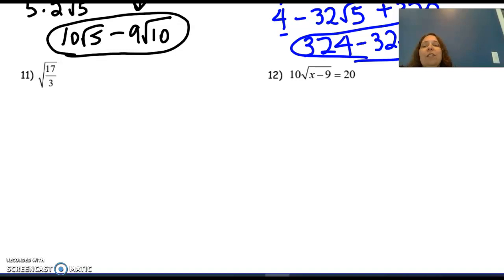In number 11, you see that we have a fraction under the radical. The first step would be to reduce the fraction if you could, but 17 divided by 3 cannot be reduced. So instead, we're going to go ahead and split this up into 2 parts. So we have the square root of 17 on the top divided by the square root of 3 on the bottom. Unfortunately, this isn't our final answer because we're not allowed to have the radical in the denominator.